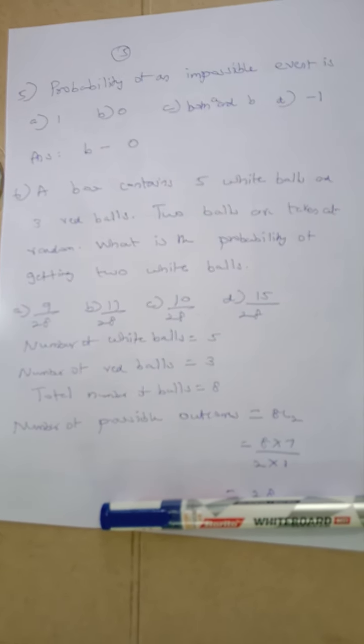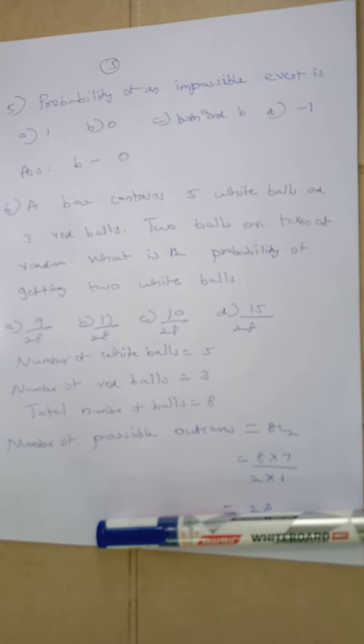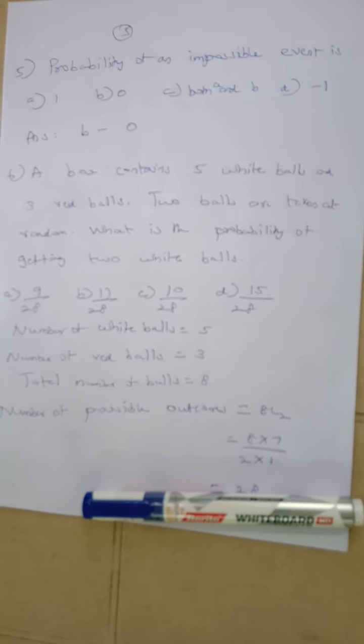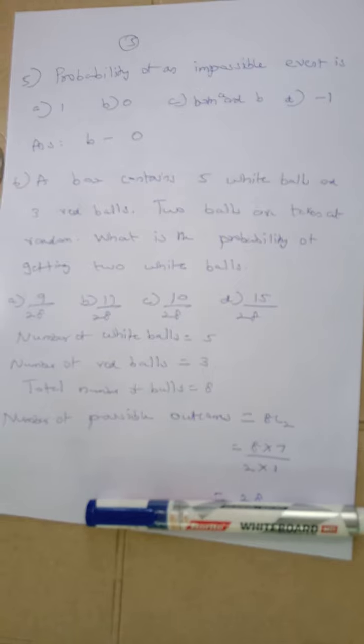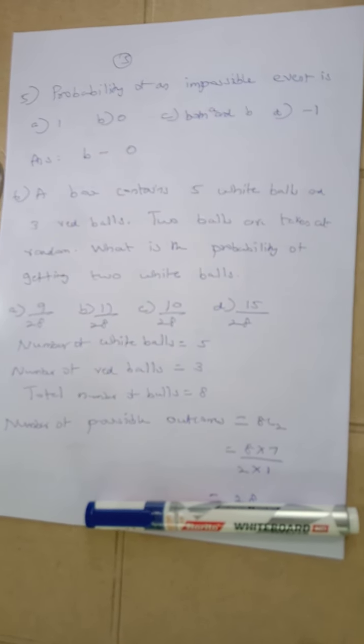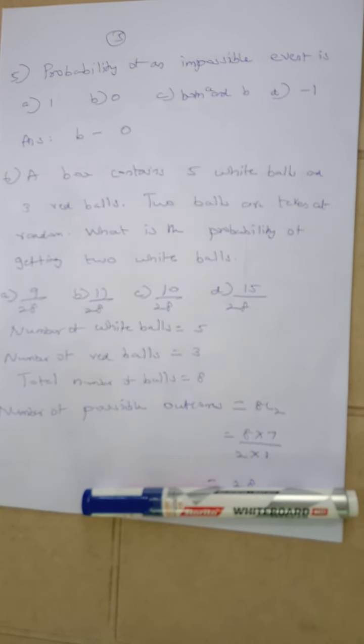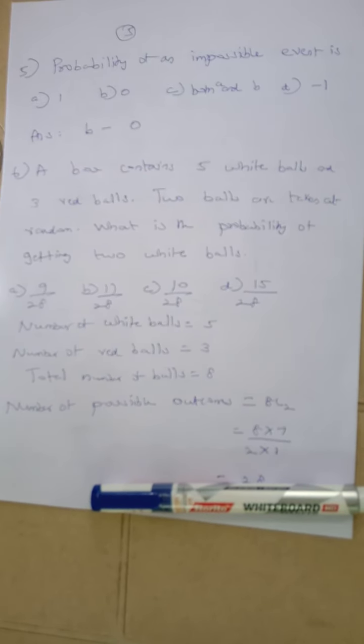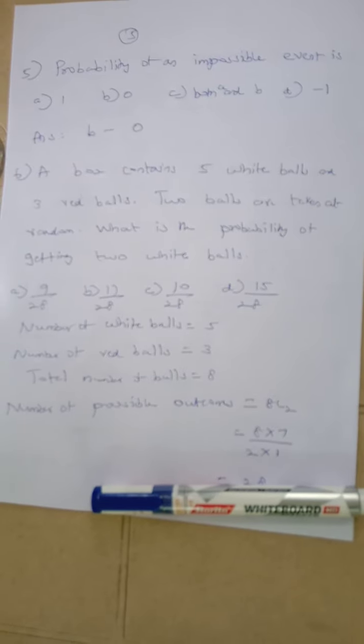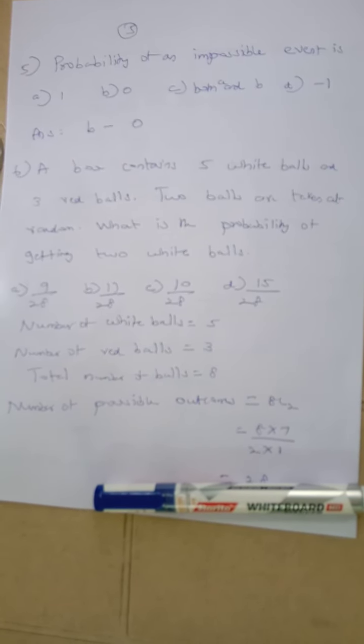So let us take an example. Probability of standard deviation changing. When any number is added or multiplied or subtracted or divided, the SD never changes. So it is an impossible event for changing SD. So probability of an impossible event is 0. Let us move to the next question.